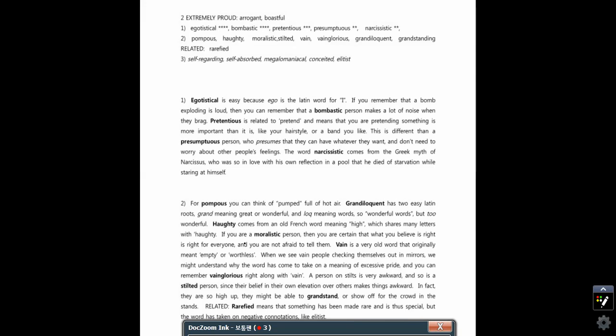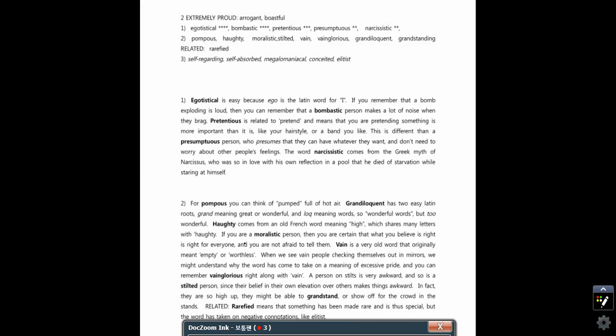And we already talked about pretentious, as the opposite of unpretentious. Presume, unpresuming, that's similar to what we had before as unassuming. Presumptuous is assuming and presuming that you know what is the right thing to do.